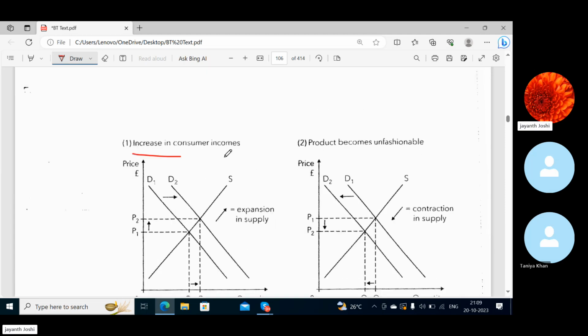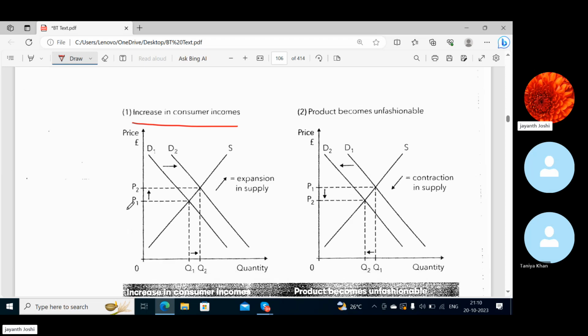Increase in consumers' incomes. So what is going to happen when the consumers' income is going to increase? The price, if it goes up, what is happening? Please understand. If consumers' income was 10,000 rupees, now it has gone to 1 lakh rupees. Will they demand more quantity or less quantity? More quantity. We are seeing a shift in the demand curve, correct? Yes or no?